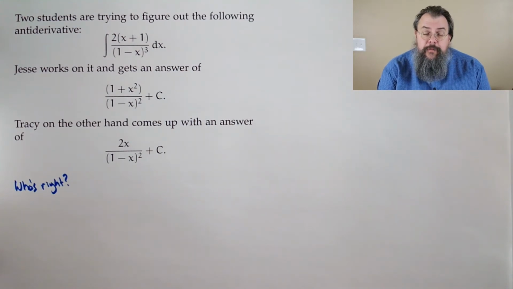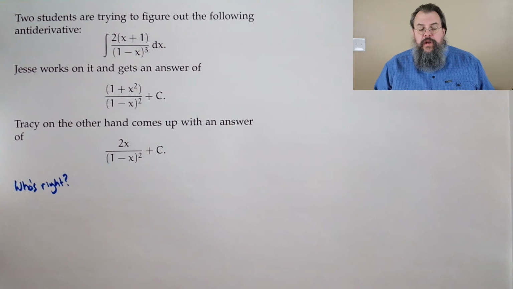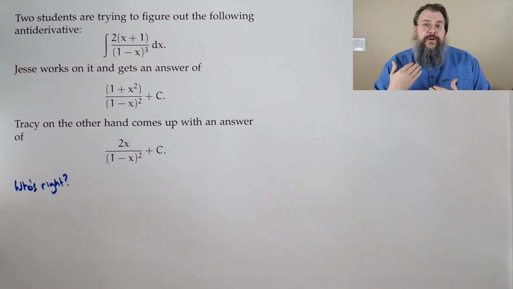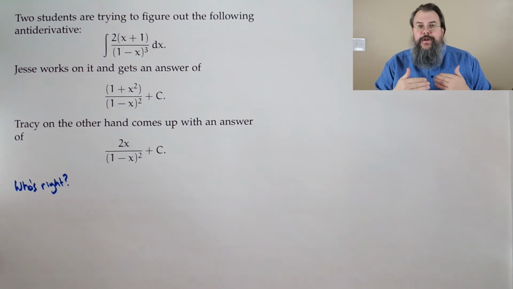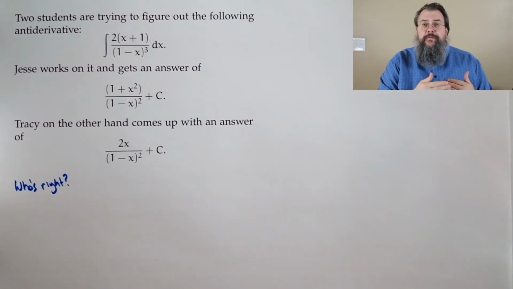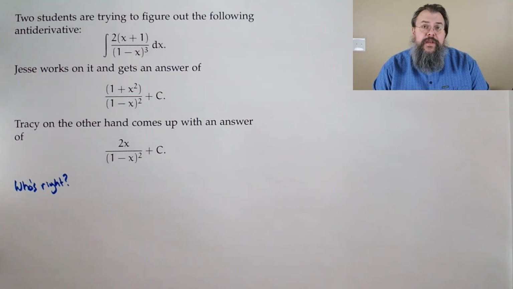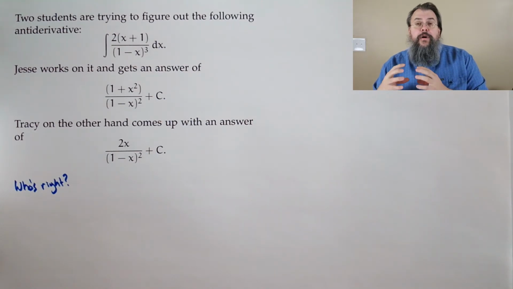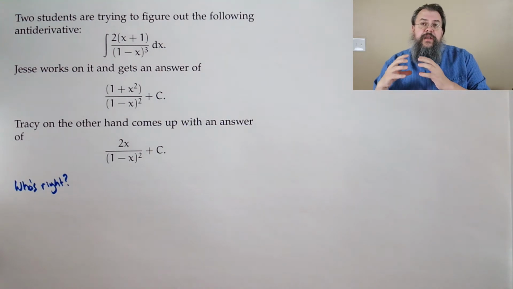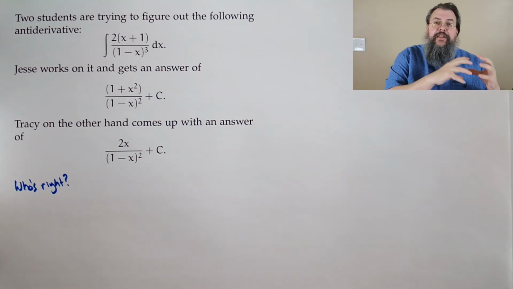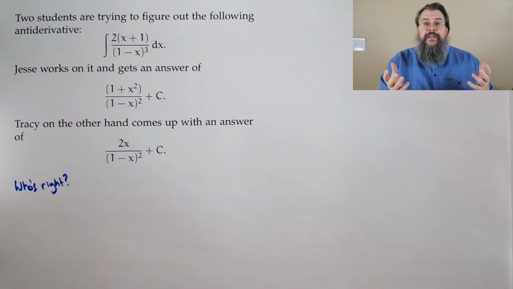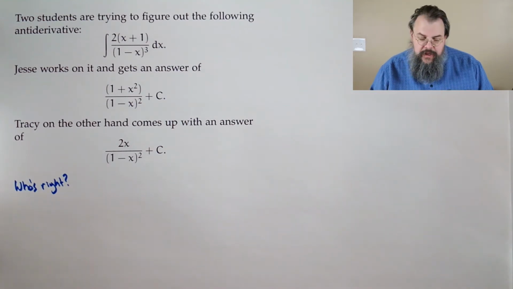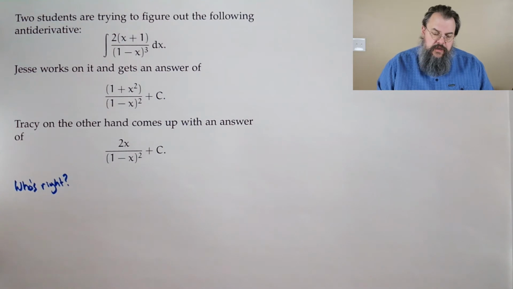Well, how can we think about it? Now, we don't know the process that they used to come up with their answers, so we can't really say, I know, we'll just replicate the process and check their work. All we know is their final answer. But that's actually great, because there's a way to test antiderivatives, whether they're right or wrong. What we do is we say, all right, let's take the answer, take the derivative, and then we'll see what we get.